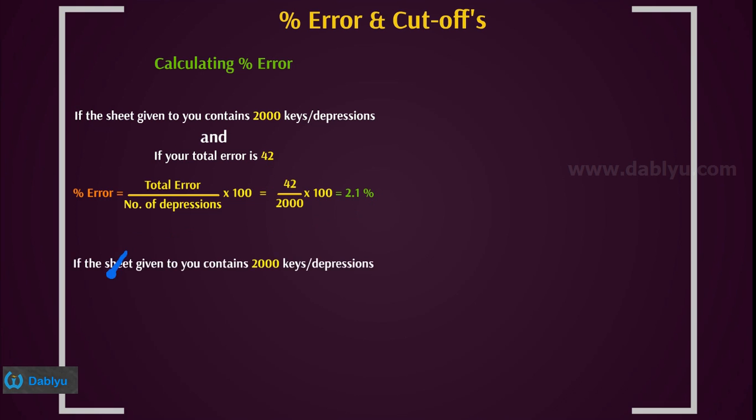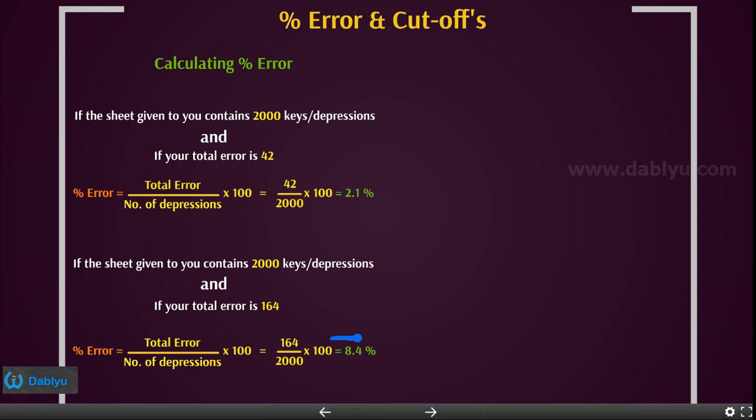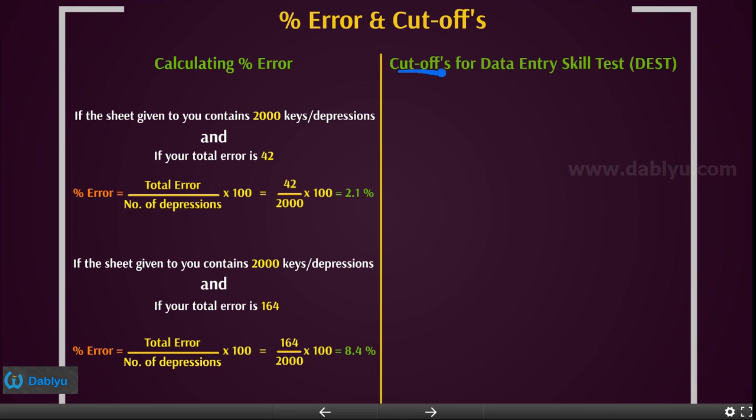Very simple, right? Let's take one more example. If your passage contains 2000 depressions again and your total error is 164, your percentage error is total error, that is 164, divided by number of depressions, that is 2000, into 100, that is 8.4%, right? So this is how you compute the percentage error. This is important because your cutoffs will generally be based on the percentage error. Now let's get into cutoffs.